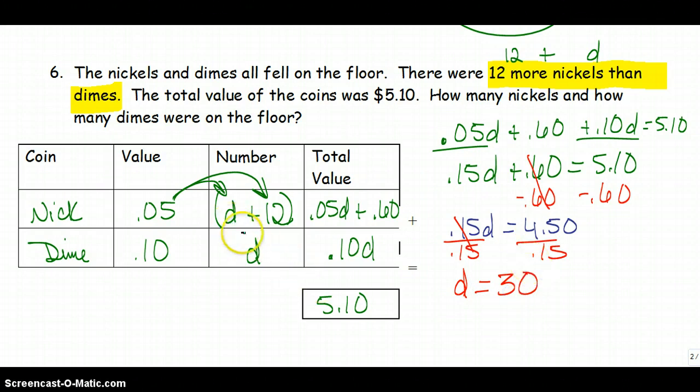And my nickels, so I've got 30 dimes. Nickels is D plus 12. 30 plus 12 is 42.